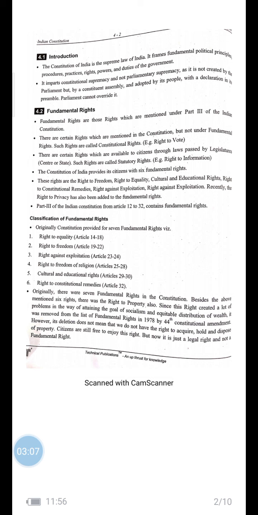The Constitution of India provides its citizens with 6 fundamental rights.